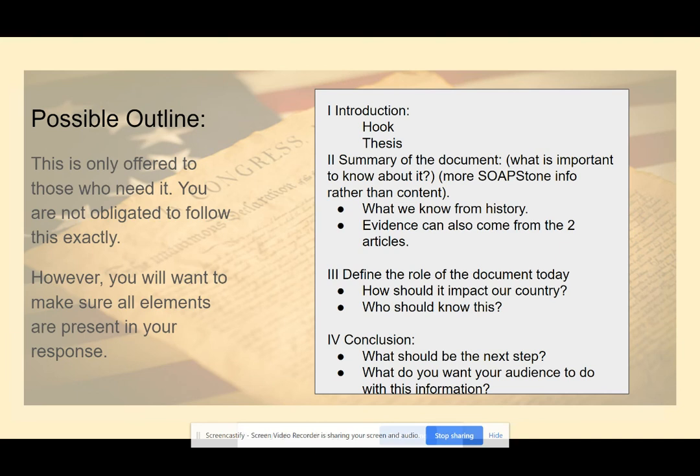Even though it's section 1, 2, 3, and 4, it doesn't necessarily need one paragraph each. You may need 2 paragraphs for those. Depends on how you're going to construct it.